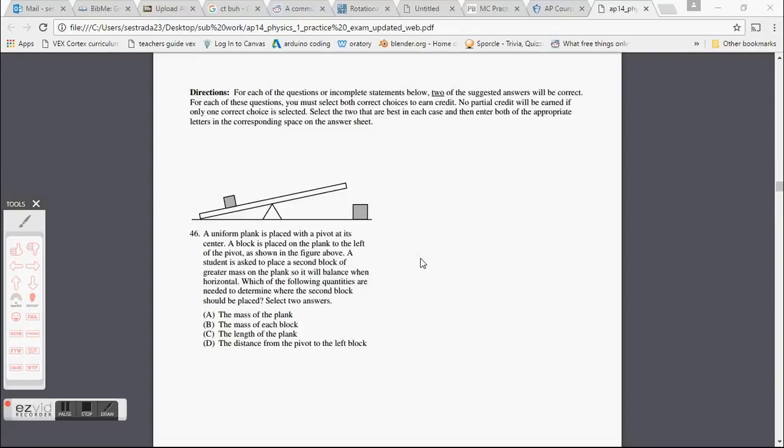So we have a uniform plank is placed with a pivot on its center. A block is placed on the plank to the left of the pivot as shown in the figure above. A student is asked to place a second block of greater mass on the plank so that it will balance when horizontal. Which of the following quantities are needed to determine where the second block should be placed?